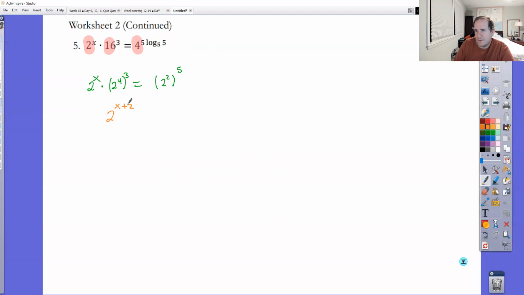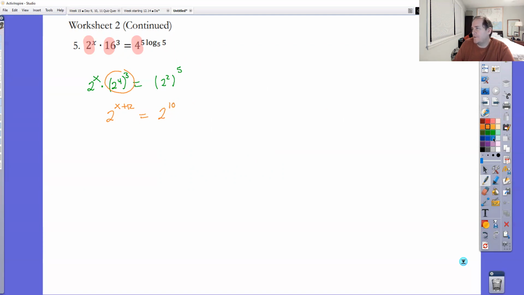Oh, that's a 2. I can sneak a 1 in there. Because we're doing power times a power, you would add the powers. This is power to a power, so you multiply to get 2 to the 12. But then this is power times a power, so you add the exponents. And then the whole mess equals 2 to the 10.